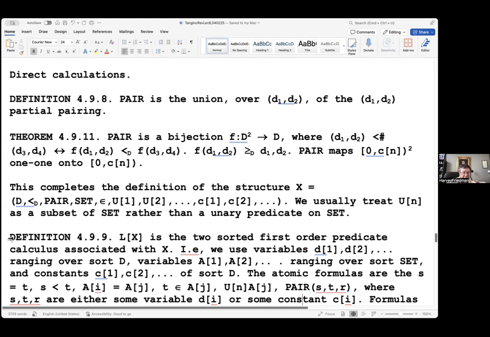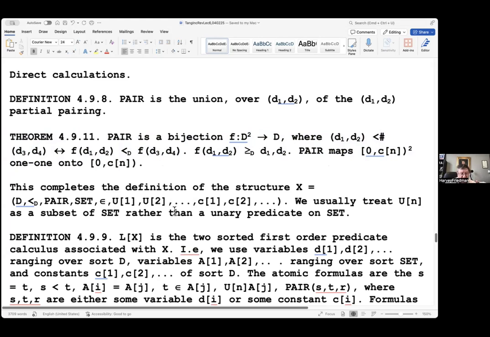And we have the theorem to the effect that this is actually what we want. This is the bijection between D squared and D, which preserves less than sharp, which preserves max-lex, and pair maps 0 Cn squared into 0 Cn. This completes the definition of the structure X equals D, less than D, pair, set, epsilon, U1, U2, and so forth, and C1, C2, and so forth.